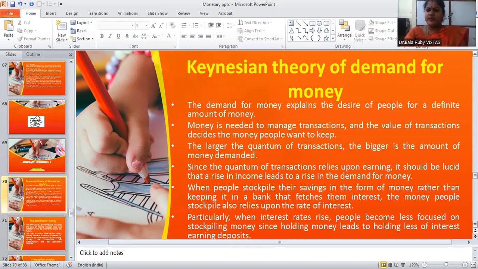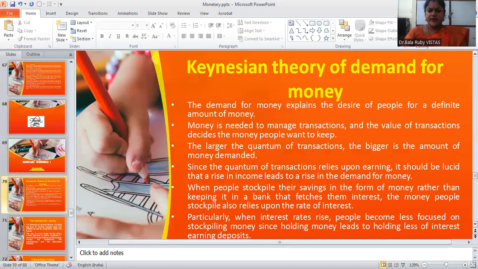So why do people normally need money? Mainly for transaction purposes. For our day-to-day expenses, we need some amount of money. At the same time, we need money for precautionary motive also. Due to some emergency purpose, we need some amount of money. Or speculative motive also, we need money. So like that, it has some different needs.